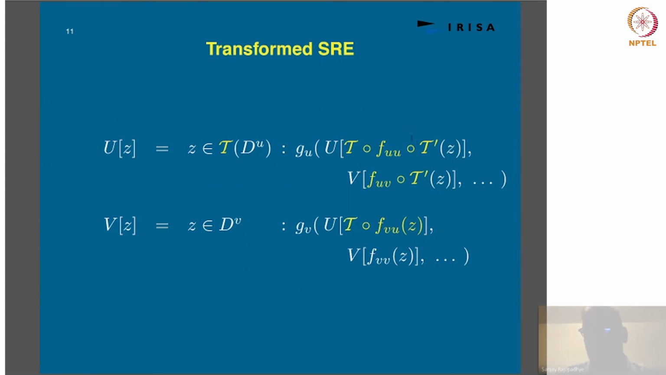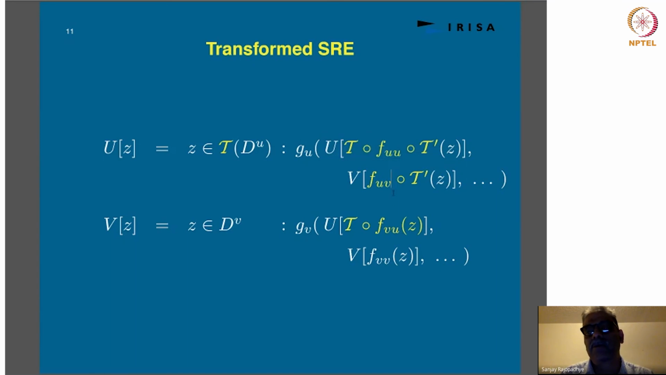You compose. This circle represents function composition, and function composition is right associative. That means when I see T circle f_UU circle T prime, I mean I apply T prime first, then I apply f_UU, then I apply T. So the composition of these 3 functions, remember these are linear functions represented by matrices, 3 by 3 matrices basically, right? That is what the compiler constructs in the polyhedron model. And now you get a new function, U of z depends on U of that new function applied to z. So that is my new dependence function.